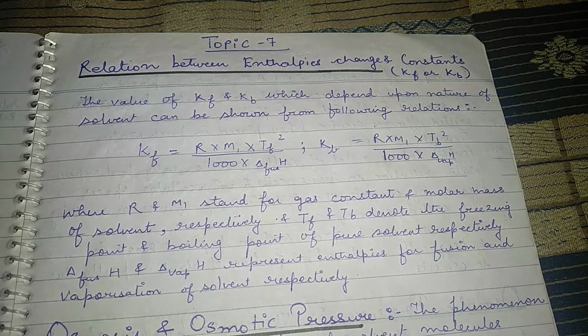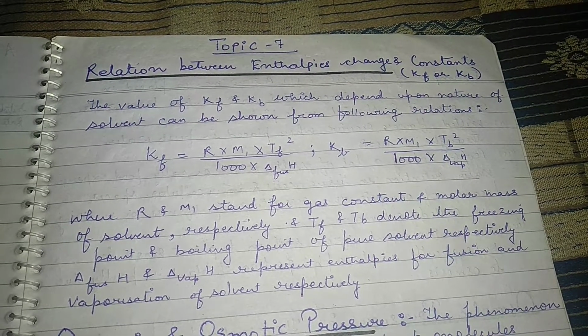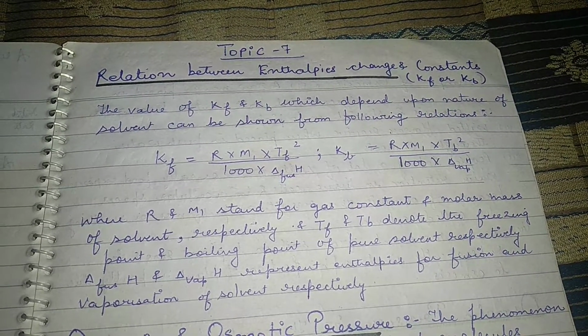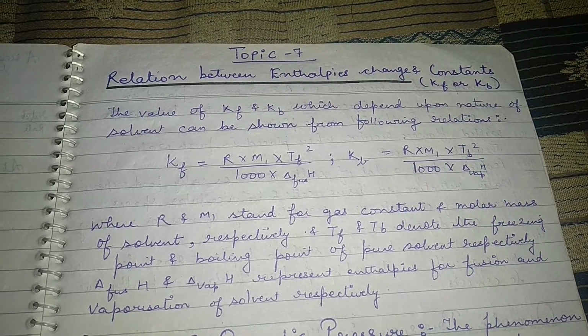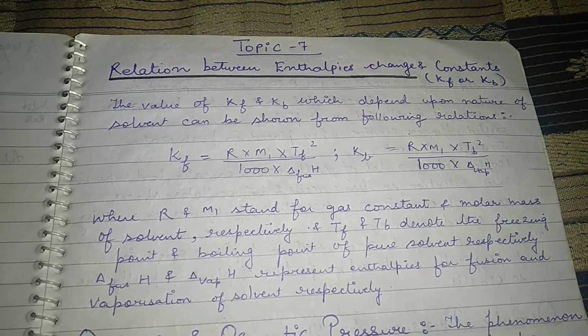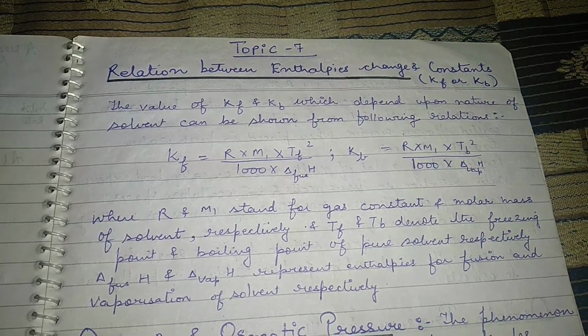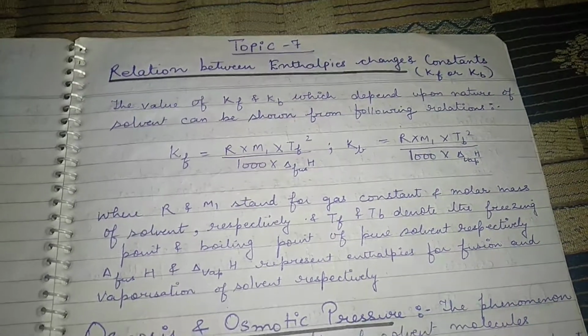Welcome once again. Today we are going to start with topic number 7 of the solution chapter for class 12th. The first topic is the relation between enthalpy change and the constants, that is Kf or Kb. Elevation in boiling point and depression in freezing point, we discussed yesterday.